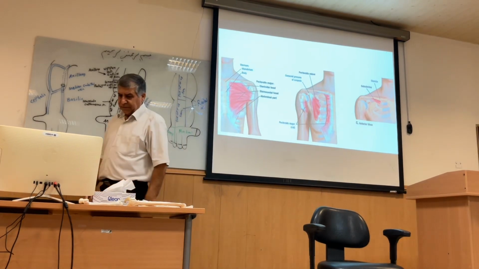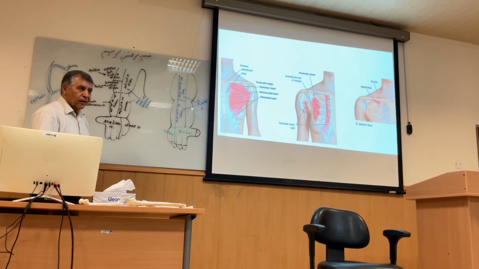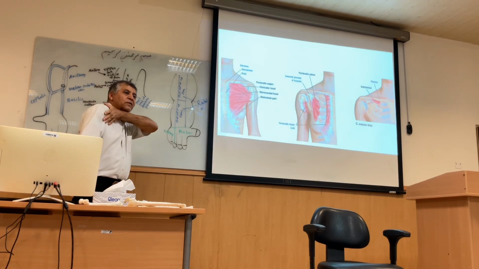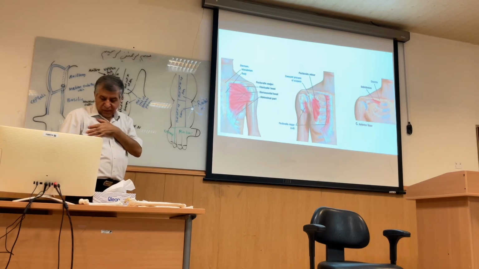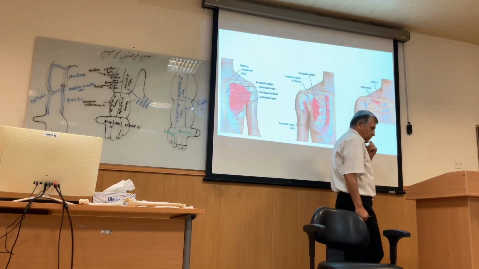Deep to it, what? Pectoralis major, okay? Sternum, upper 6 costal ribs, clavicle. It changes to tendon and inserts to the lateral lip of the intertubercular groove. Function: adduction, medial rotation, flexion. It is innervated by the medial and lateral pectoral nerves.